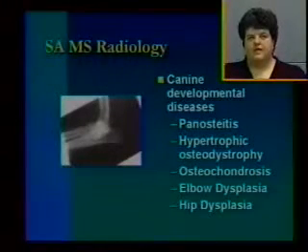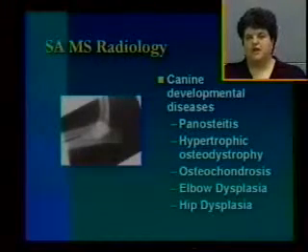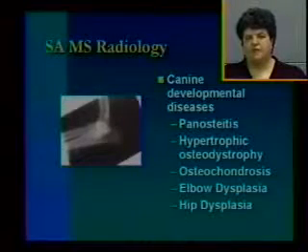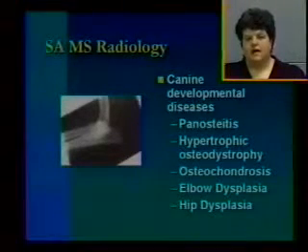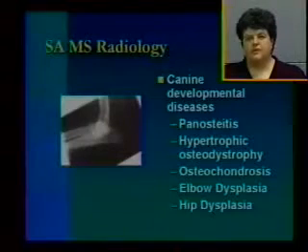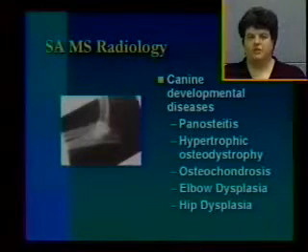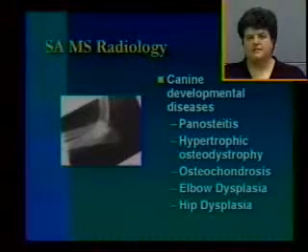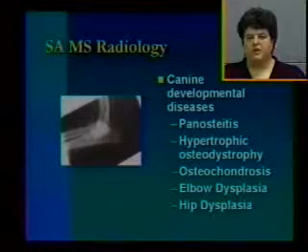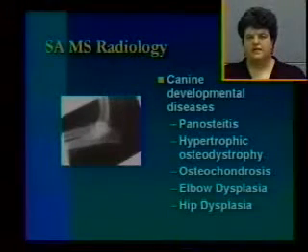So we'll start with canine developmental diseases, of which there are many. I think these are fair game on the NAVLE examination. The big one is panosteitis. This is a dog that's going to have shifting leg lameness, pain on palpation of his long bones, and radiographically this is going to appear as increased fluffy opacity in the medullary portion of a long bone diaphysis.